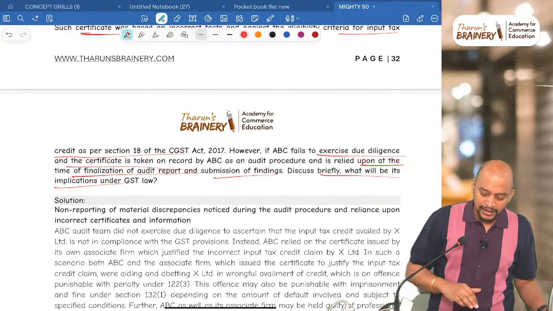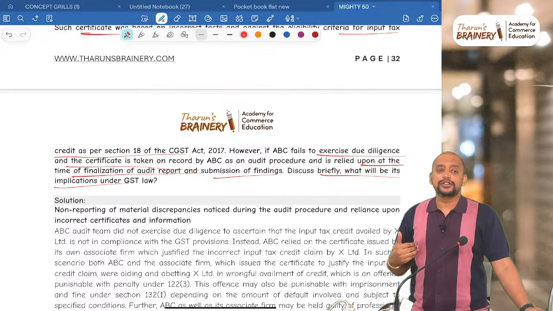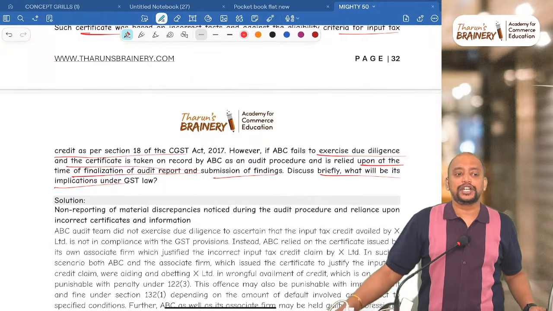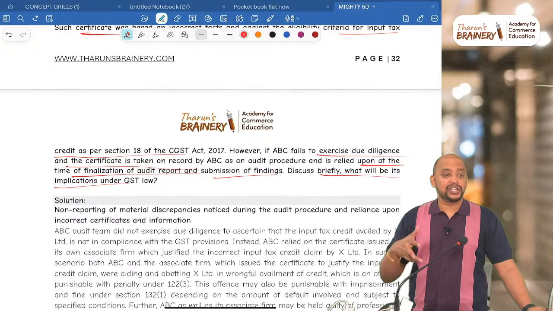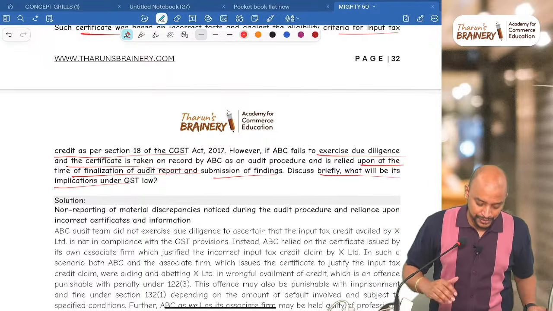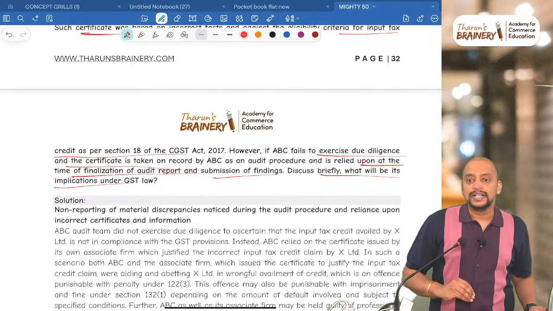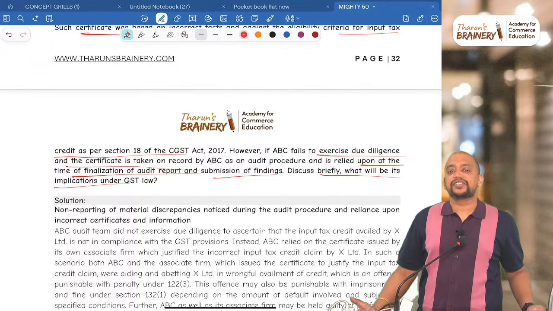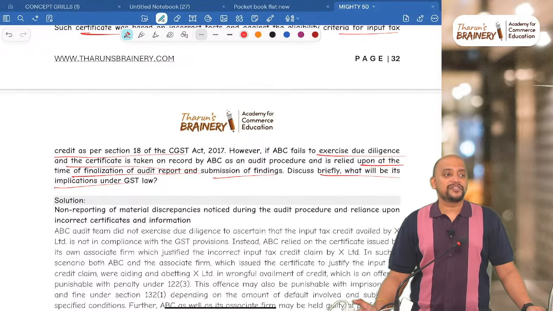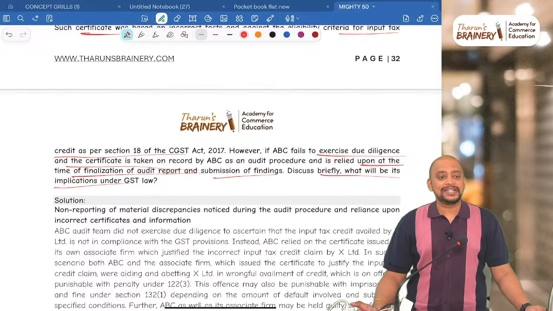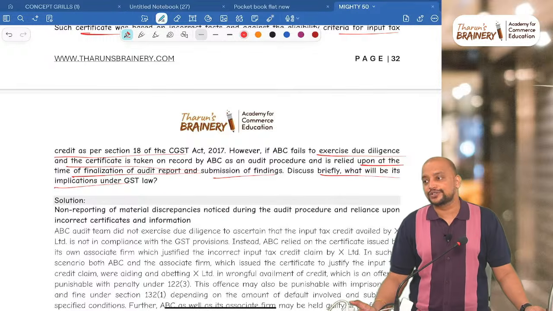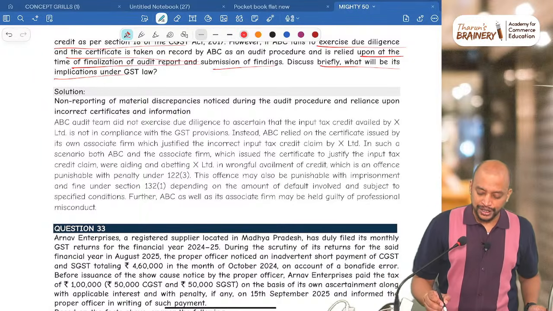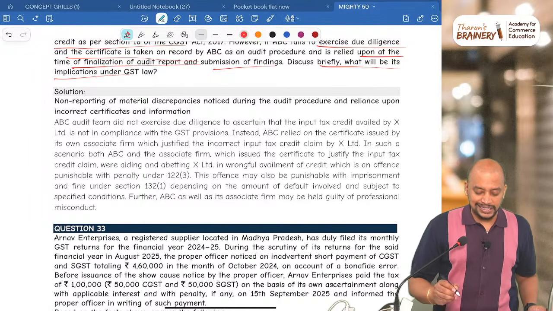Okay. It will also lead to abetting the commission of an offence related to ITC availment. So even imprisonment under section 132 is possible, provided the evasion exceeds 2 crores. Also, as due diligence was not exercised and they completed the audit, it amounts to professional misconduct, and because of the professional misconduct under the ICAI Act, the reprimand, penalty and all those things you also need to write. That is this: non-reporting of material discrepancies noticed during the audit procedure and reliance upon incorrect certificates and information.